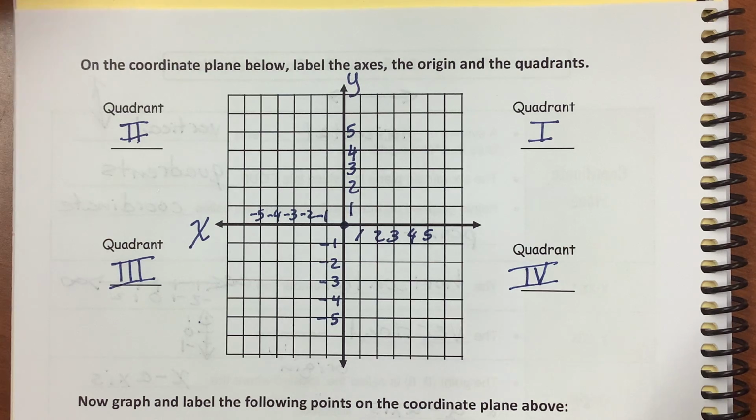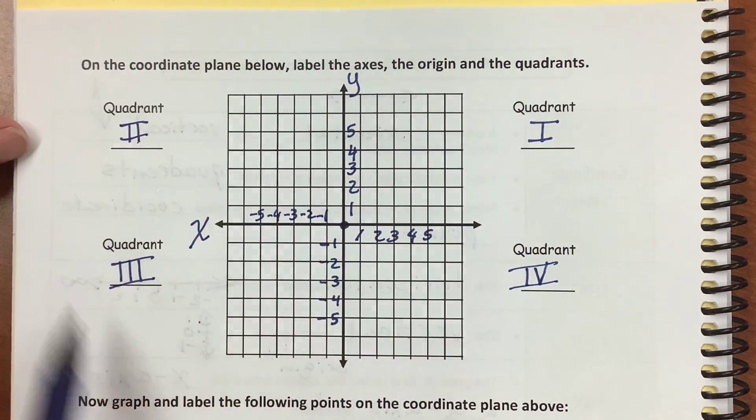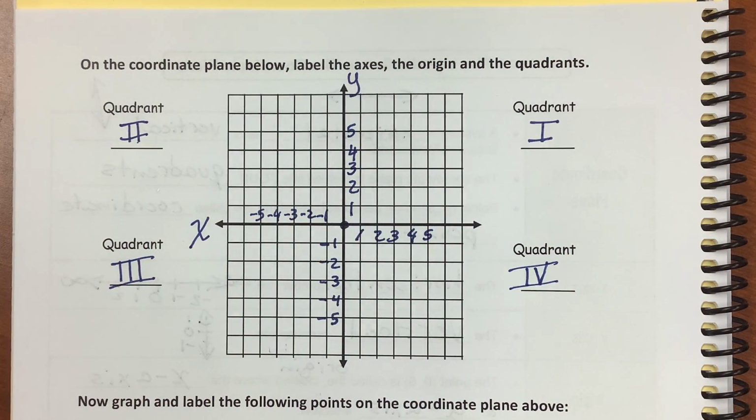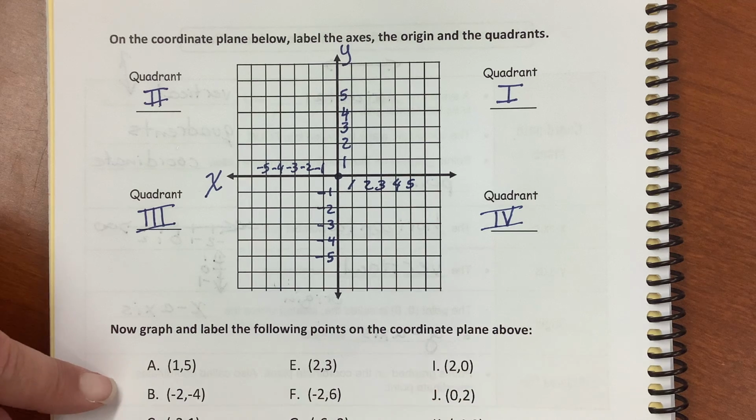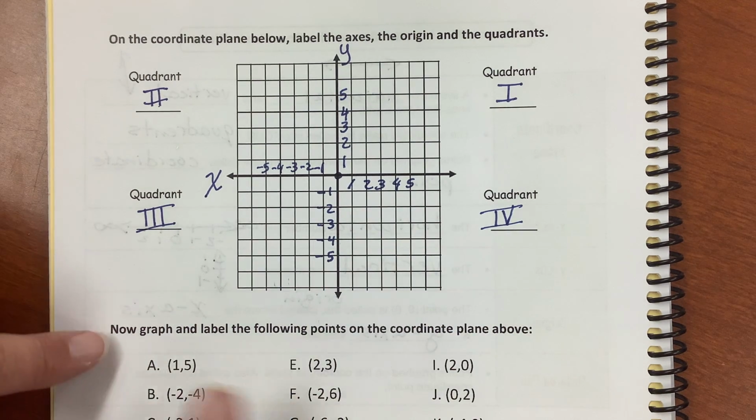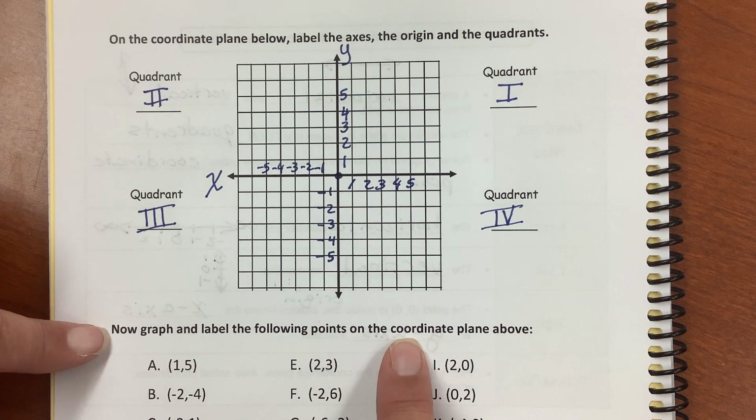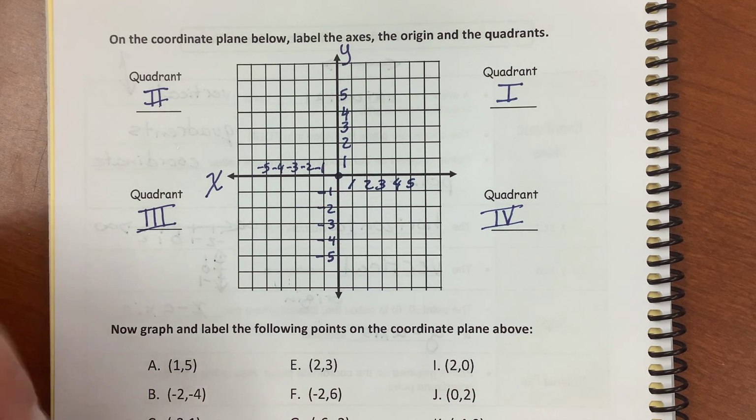Again, I don't know what that is. So we're going to go counterclockwise for the quadrants. Now, let's squish this down a little bit. We're going to put these points on here. Now graph and label the following points on the coordinate plane. I'm going to do this first one, A, (1, 5).